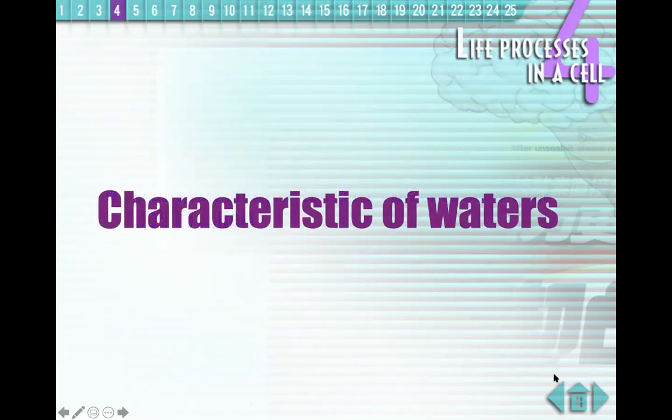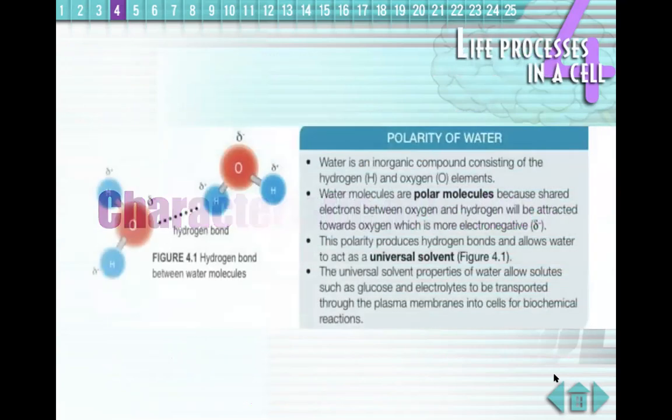Okay, now moving forward, the characteristic of the water. The first one, in terms of polarity. As you know, water is also known as H2O. It has element hydrogen and also element oxygen. So it is also said that water molecules are polar molecules because the shared electrons between oxygen and hydrogen will be attracted towards oxygen, which is more electronegative.